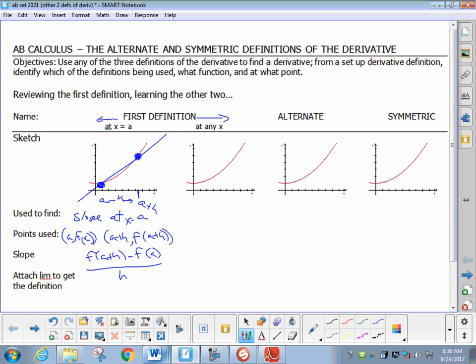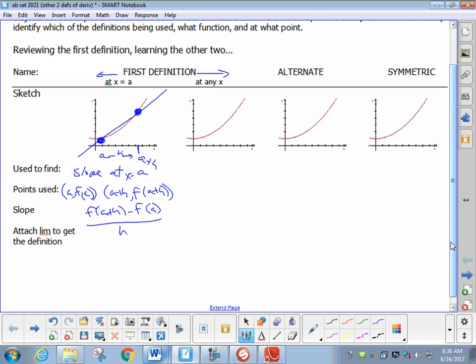To get the points closer together, I'm going to move one of the points. Now, A is set in stone. You know, it's A, it's 3, whatever. It doesn't move. What moves is A plus H. By taking this gap between them down to nothing, I start to get slope closer and closer and closer to the slope at A. And I do that by virtue of a limit. The limit as what goes to where? H goes to nothing of that slope or difference quotient.